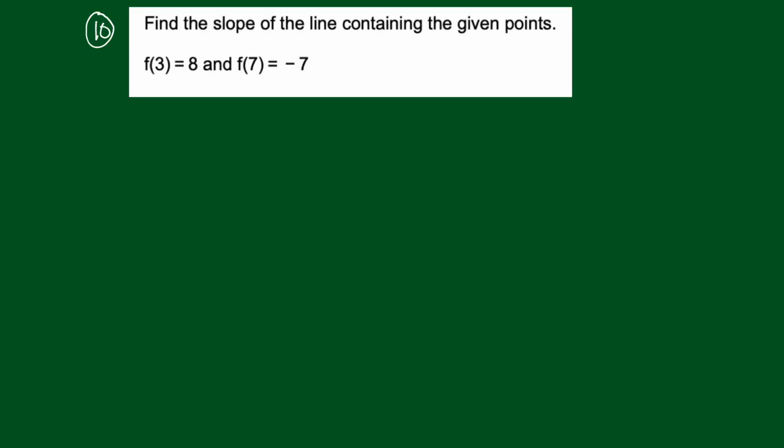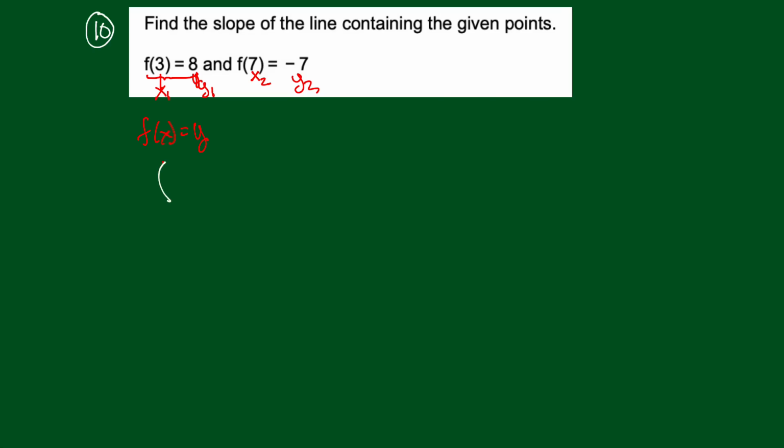Now I want to find the slope of the line containing these 2 points. Now look how they're writing this. F of 3 is 8. Well, this is typically the x value, and this would be the y value. So when you see f of x, that's another way of writing y. So what I have is that's the first x, that's the second x, this is the first y, this is the second y. So it's really these ordered pairs.